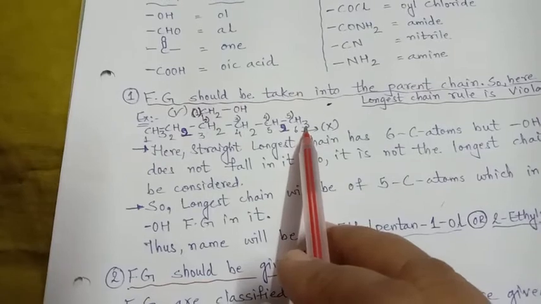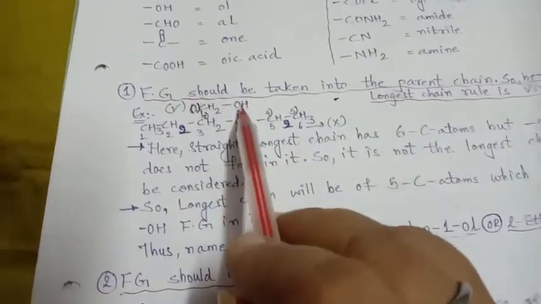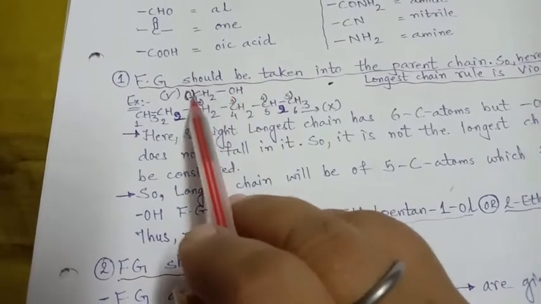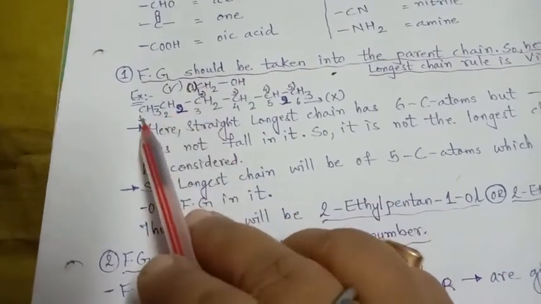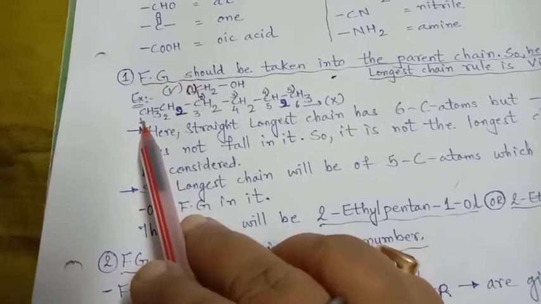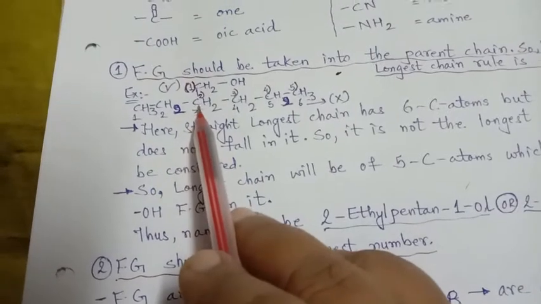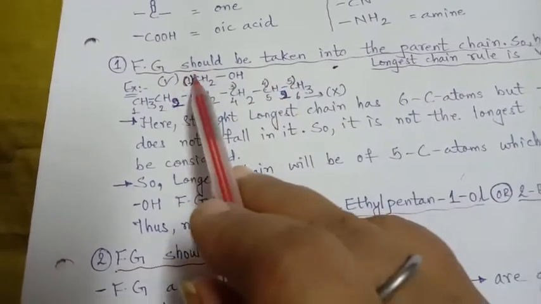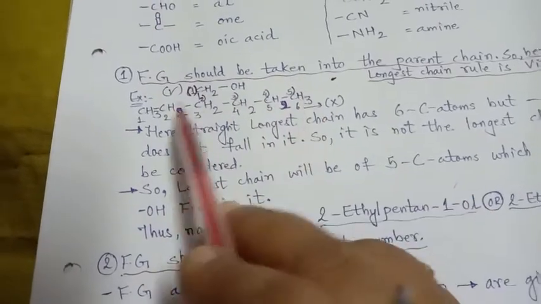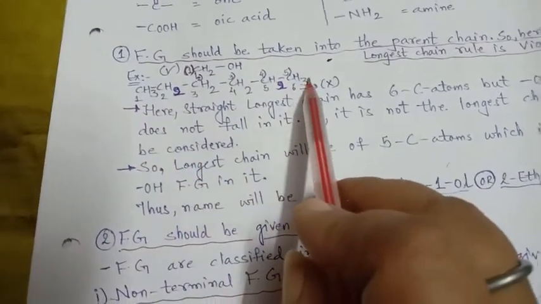So what is the rule? The functional group should be in the parent chain. So I will have to start from this functional group. So this carbon will be first, 1, 2, 3, 4. This is only 4 in the parent chain. Let us see the other possibility, 1, 2, 3, 4 and 5. Right? So this will be the longer chain instead of the 4. And we will not consider this straight line.